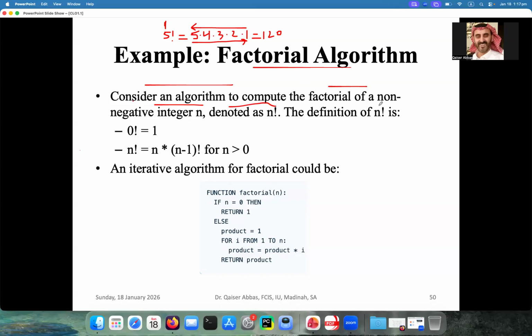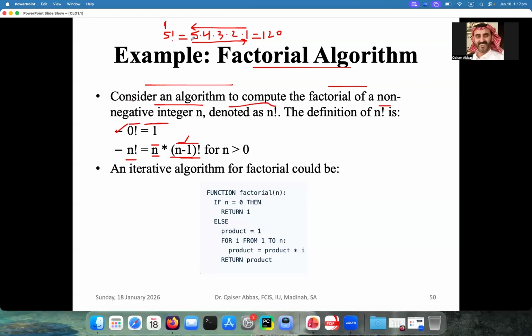And the definition for n factorial is what? This is the definition here. If you give some starting number 0, then the factorial of 0 would be 1. And if you give some number n, then the factorial of that n would be what? n multiplied by (n minus 1) factorial, which means if n is 5, then 5 multiplied by 4 factorial, and you take the factorial of 4 again. But 5 is separated.